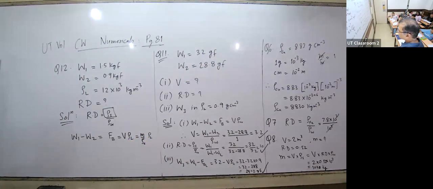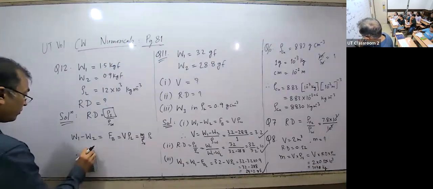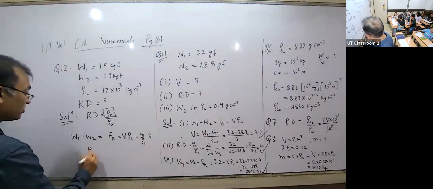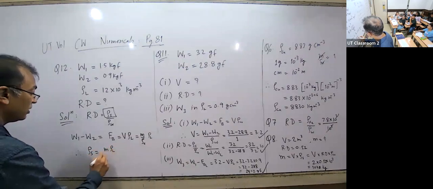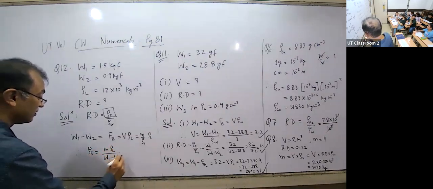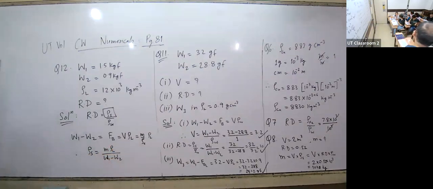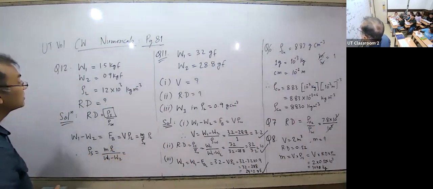Mass है हमारे पास और ये है, तो हो गया ना. Density of substance मिल गया. So therefore, what is density of substance? देखो, density of substance is m rho l divided by W1 minus W2. मिल तो गया है यार. ठीक है, मिल गया density of substance.